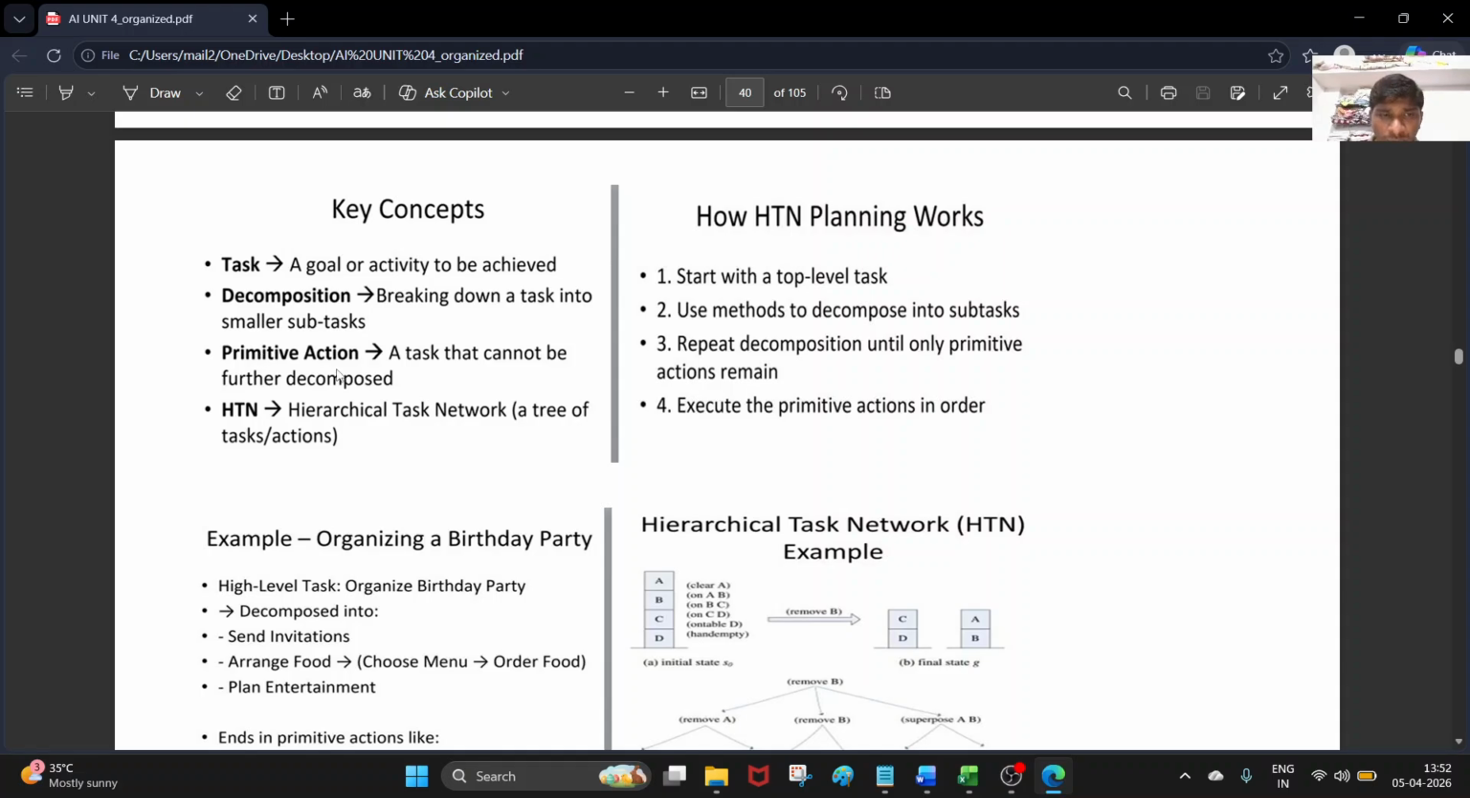Then you have the primitive actions. What are primitive actions? A task that cannot be further decomposed is called a primitive action. Then at last we construct the HTN, that is, hierarchical task network, which is a tree of tasks and actions.